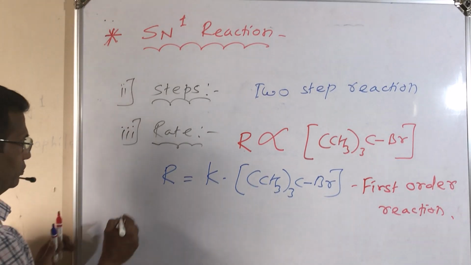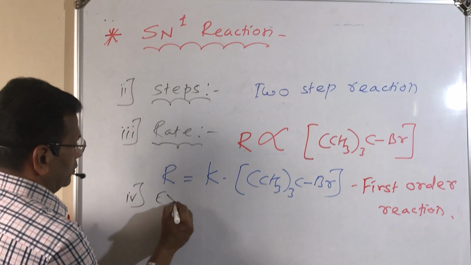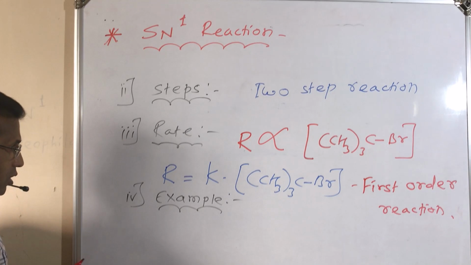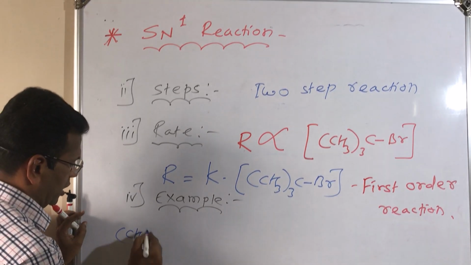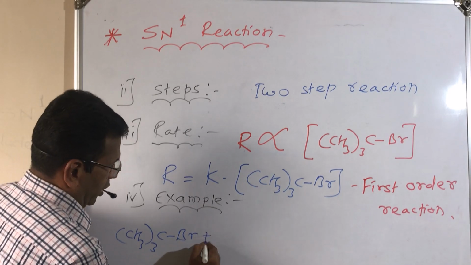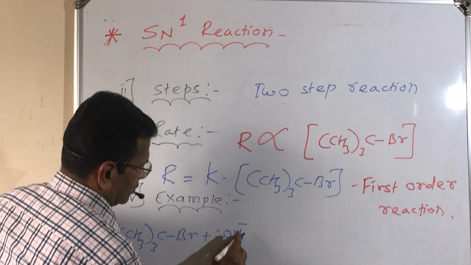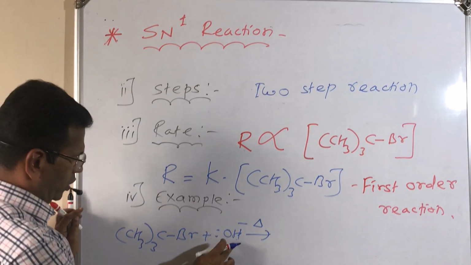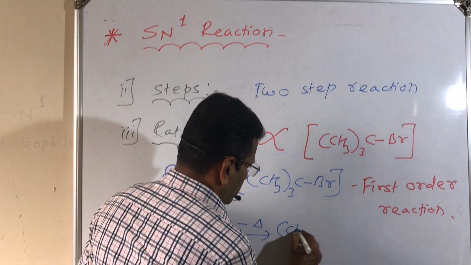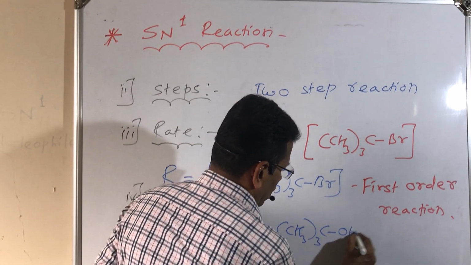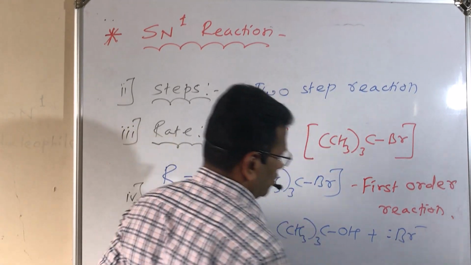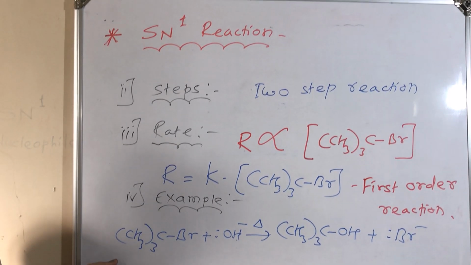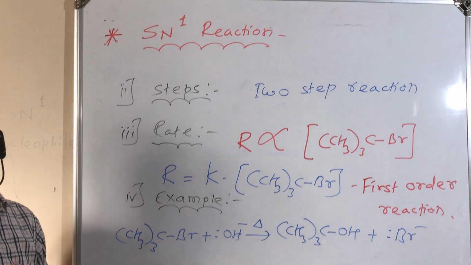Now the fourth point is example. Already we have seen, tert-butyl bromide is a tertiary alkyl halide. Whenever it is attacked by OH minus ion, whenever they are heated, you know, the Br atom is replaced by OH minus ion, and when the Br atom is replaced by OH minus ion, the product obtained here is tert-butyl alcohol, and Br minus is given out in the reaction. So it is an example of an SN1 type of reaction, alkaline hydrolysis of tert-butyl bromide.